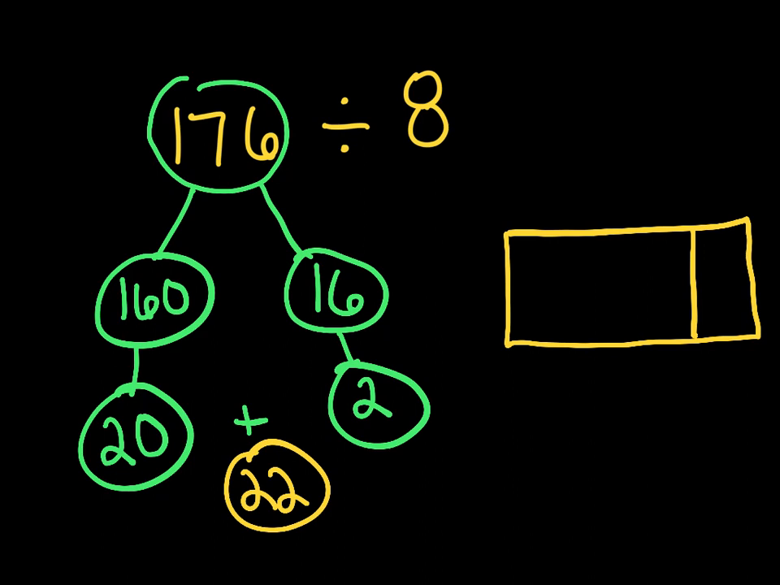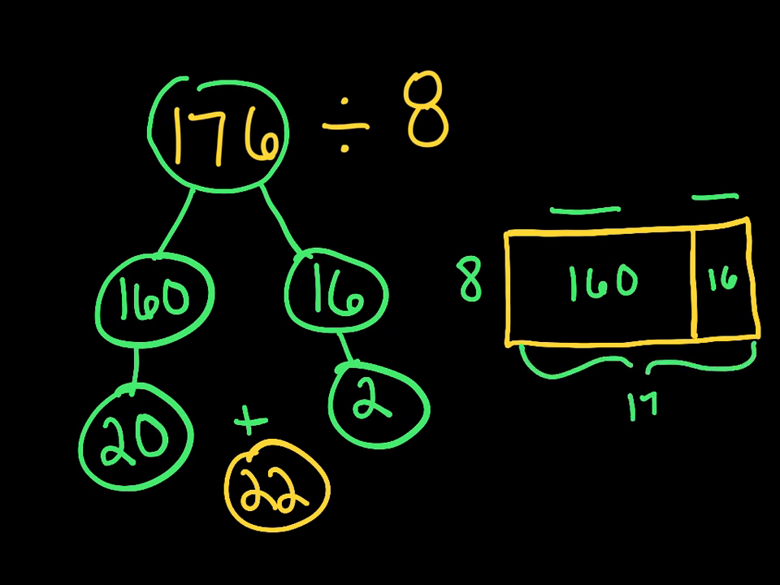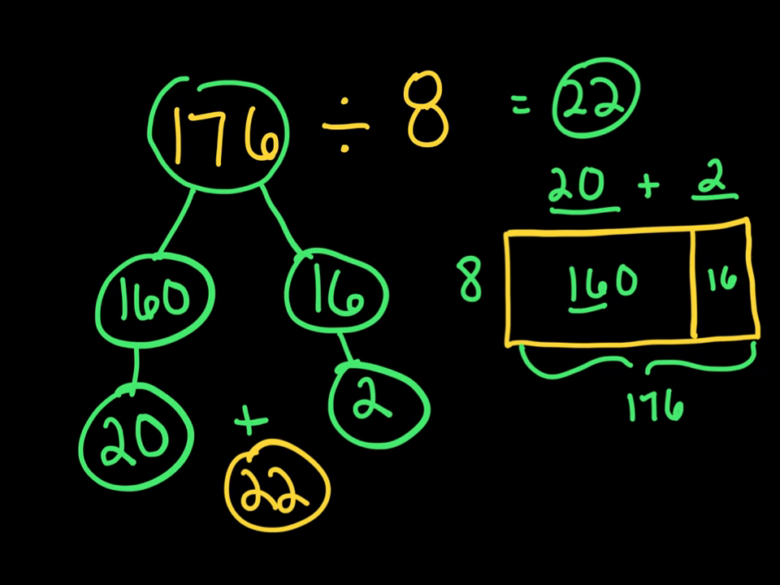Now, if we wanted to make an area model of this, okay, we know that we're dividing by 8. We just don't know the numbers on the top. We know that if we're going to get as close as we can to 170, we want to go into 160. And then what's left over is 16, which would all equal this. All of this equals 176. So 8 goes into 160. Well, 8 goes into 16 twice. Bring your 0. So 20 plus 2 is 22. Two different ways of solving this division problem.